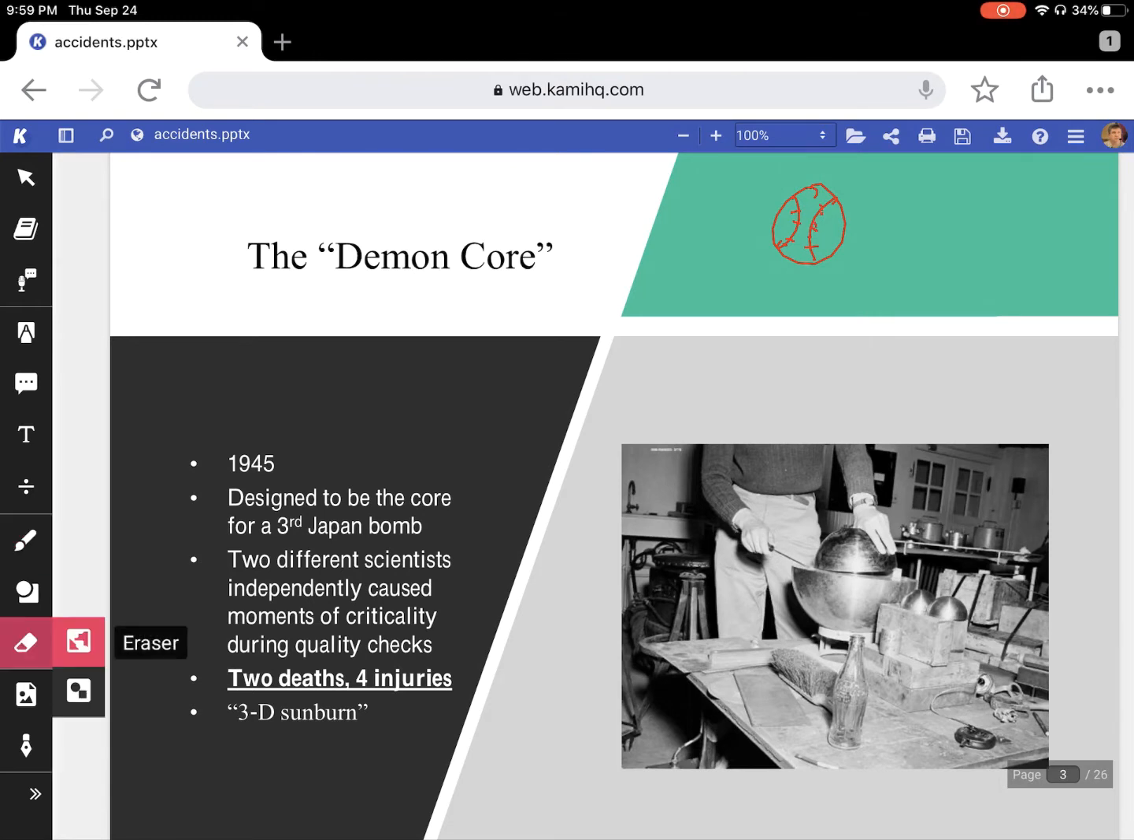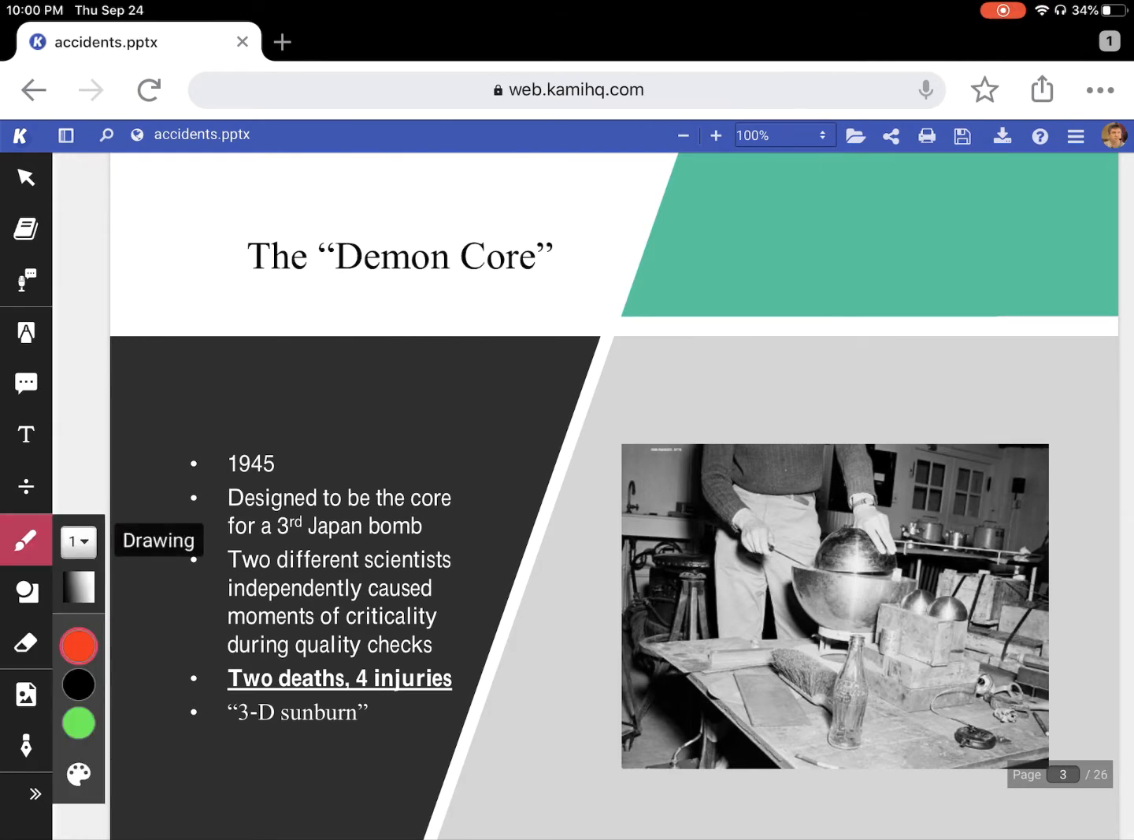And there was a third core. So Trinity was one, Nagasaki was two, and there was a third core that was not used because ultimately Japan surrendered and we didn't need to use it. So that core became a tool for research, and scientists were playing around with it to see what they could do to affect criticality.